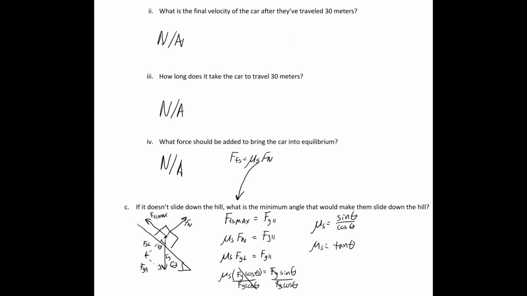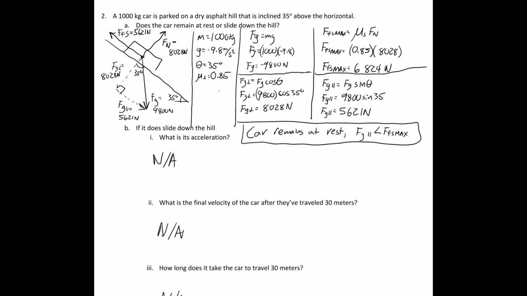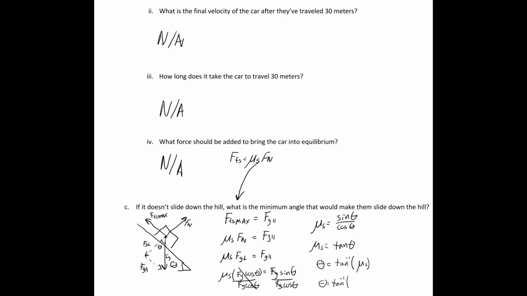Actually, we could even solve further before we do that technically. We're looking for theta, right? So we got to do the inverse tangent to both sides. So theta is equal to the inverse tangent of the coefficient of friction. We're just plugging in one number. The coefficient of friction is 0.85. So theta is equal to 40.4 degrees, which we weren't at.